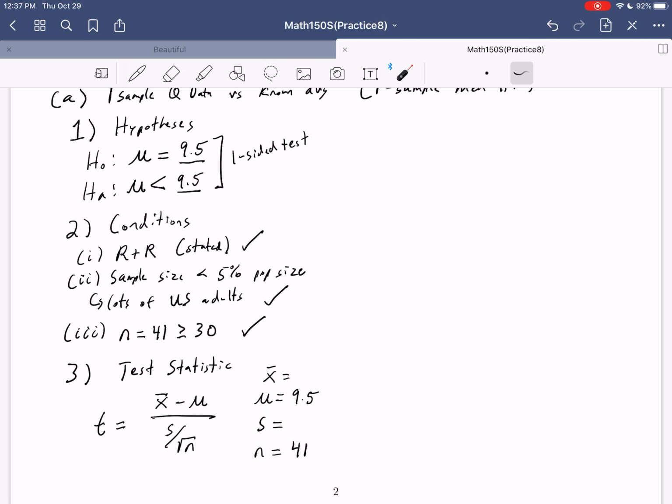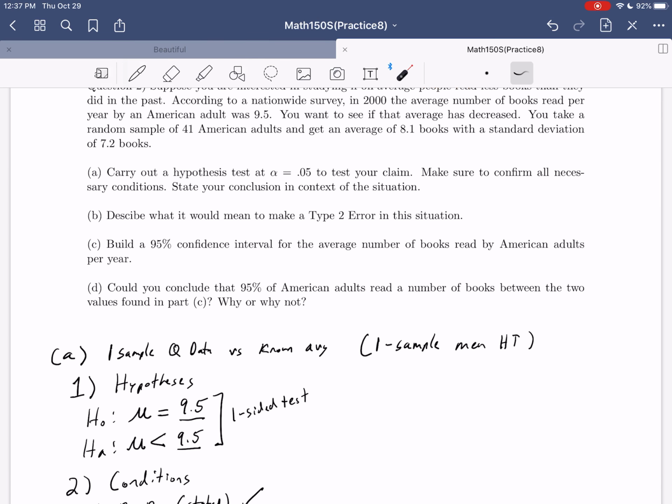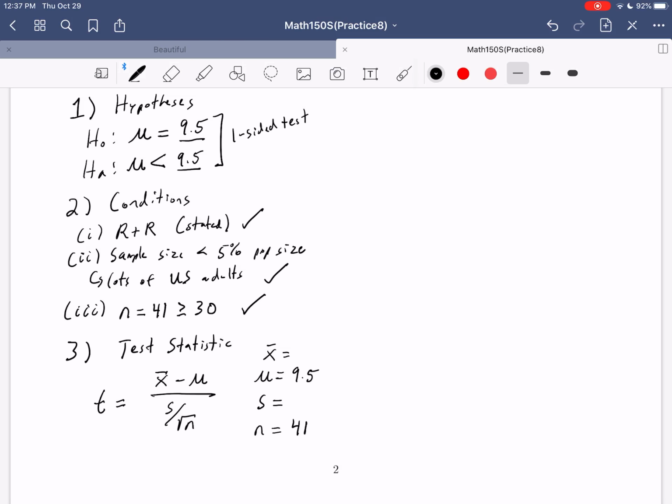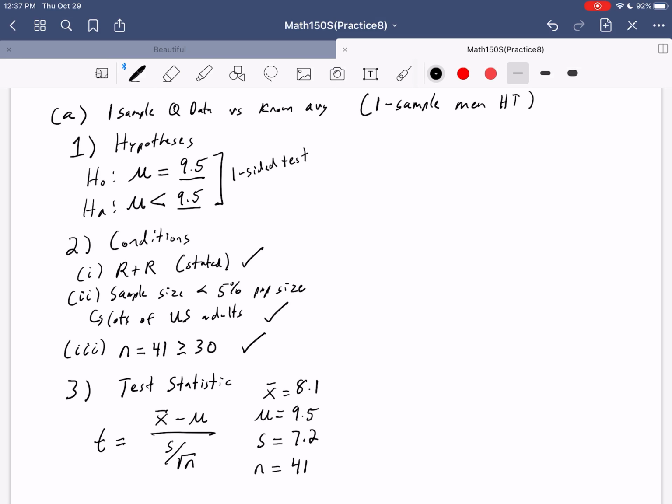And of course, that comes from the data that we collected. So if we look back up here, we see that the random sample of 41 American adults, the average was 8.1, the standard deviation was 7.2. So our average is going to be 8.1, standard deviation 7.2. So there we go. We have all the things we need to plug into this formula. So let's go ahead, put this over here. T equals, we've got 8.1 minus 9.5 divided by 7.2 over the square root of 41.